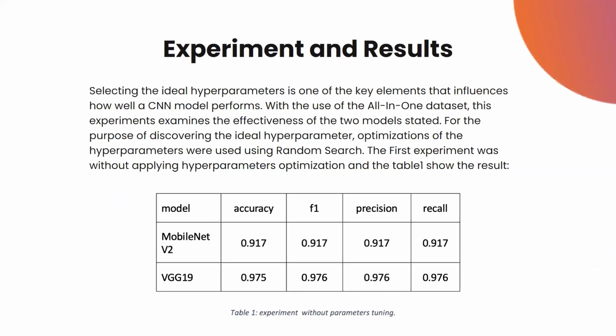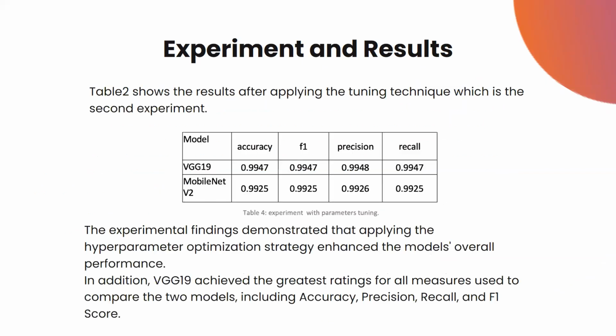And here we have our experiment and our results. We compared MobileNet version 2 with VGG19 using accuracy, F1, precision, and recall, and using random search, which this study is based on. This table was before using the parameters. We can notice the numbers here are good, but after using the tuning parameters, we can notice a difference in the results.